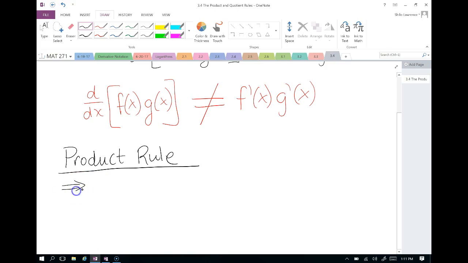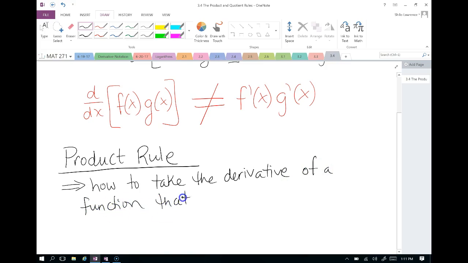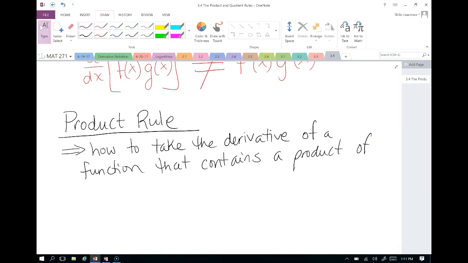So this is going to help us figure out how to take the derivative of a function that contains a product of input variables. And typically we use x, but it doesn't always have to be. Another common variable that we're going to see for our independent variable is t.